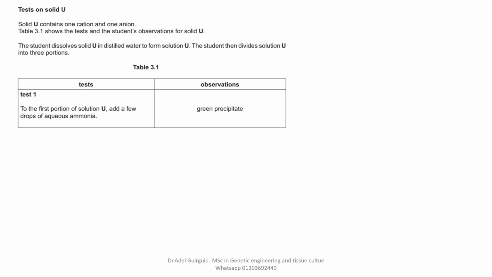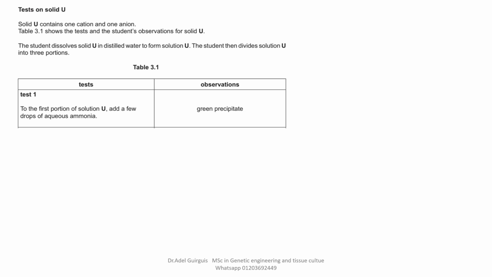Now with another solid, U. Solid U contains one cation and one anion. Table 3.1 shows the test and the student's observation for solid U. The student dissolves solid U in distilled water to form solution U, then divides solution U into 3 portions. Portion 1: to the first portion, add a few drops of aqueous ammonia. The observation: green precipitate.